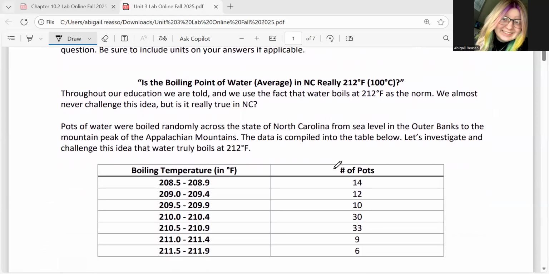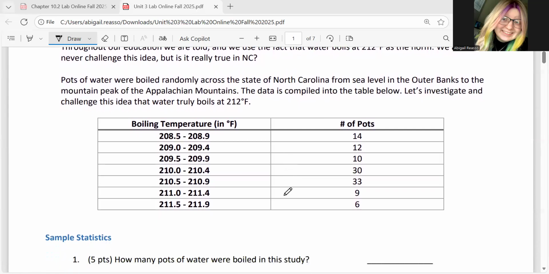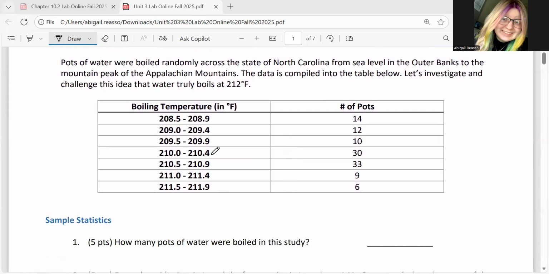So in this lab, we're going to be looking at boiling water. Traditionally, water boils at 212 degrees Fahrenheit or 100 degrees Celsius, and we want to see if that's actually true. So we're going to look at some pots of water from the Outer Banks all the way up to the Appalachians. Okay. So we have our boiling temperatures here, and then the number of pots here.